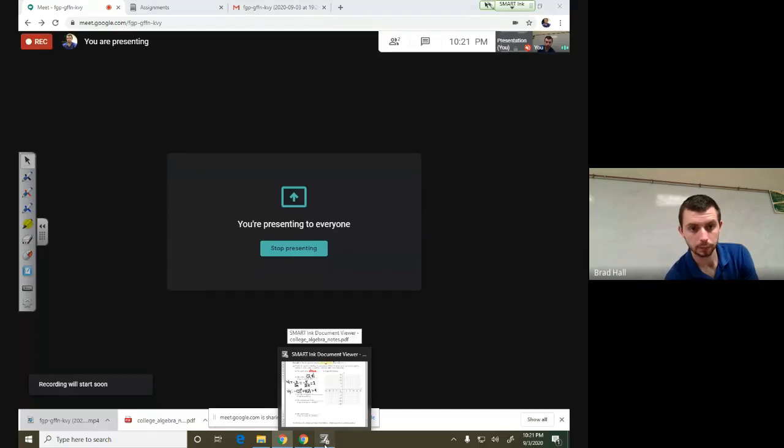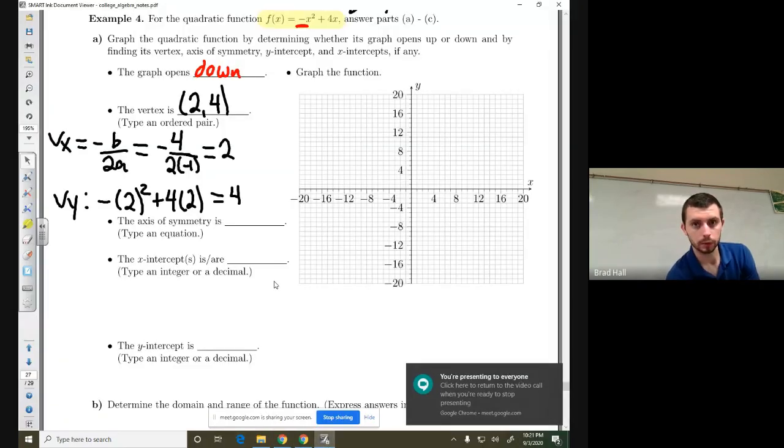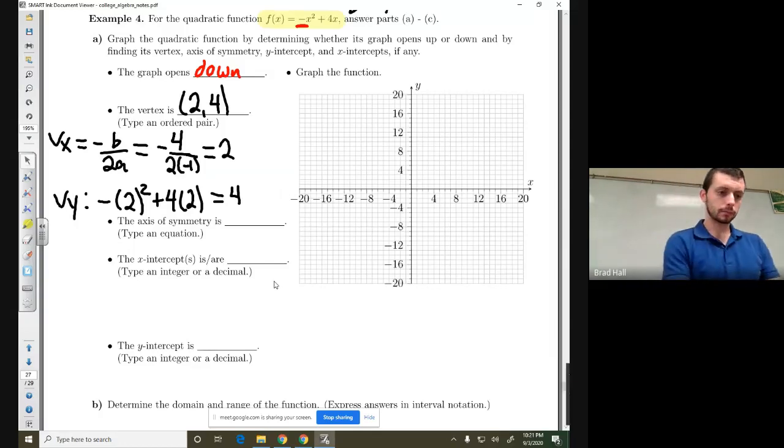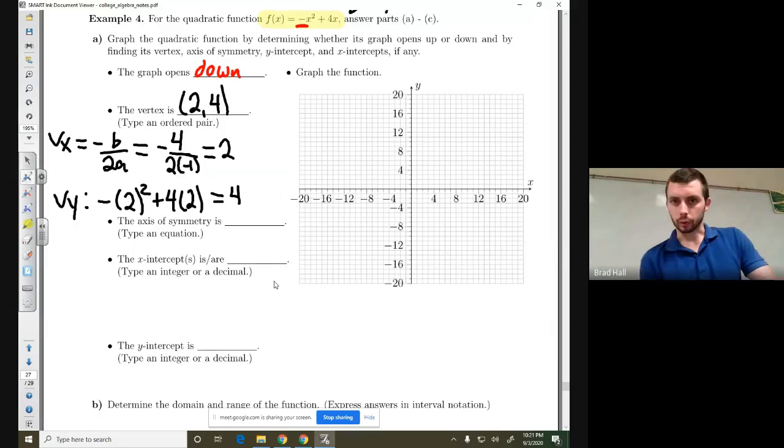For part 2, we're going to go ahead and determine the axis of symmetry. So remember, the axis of symmetry is simply x is equal to the x-coordinate of the vertex, which is 2. And that's it for the axis of symmetry.